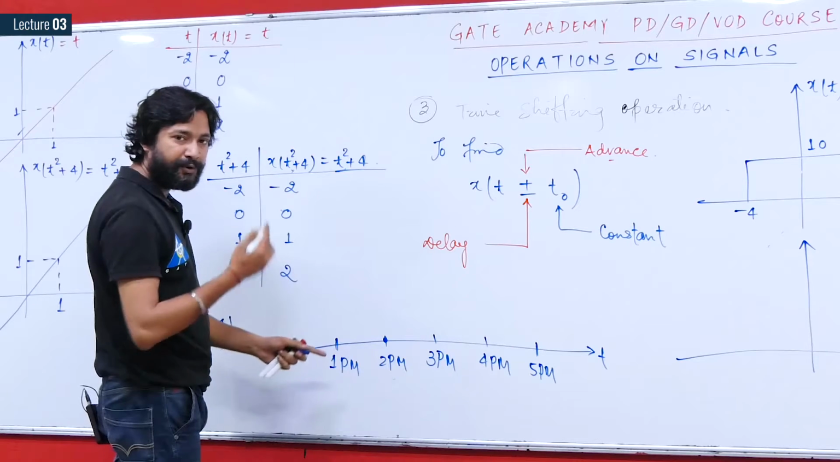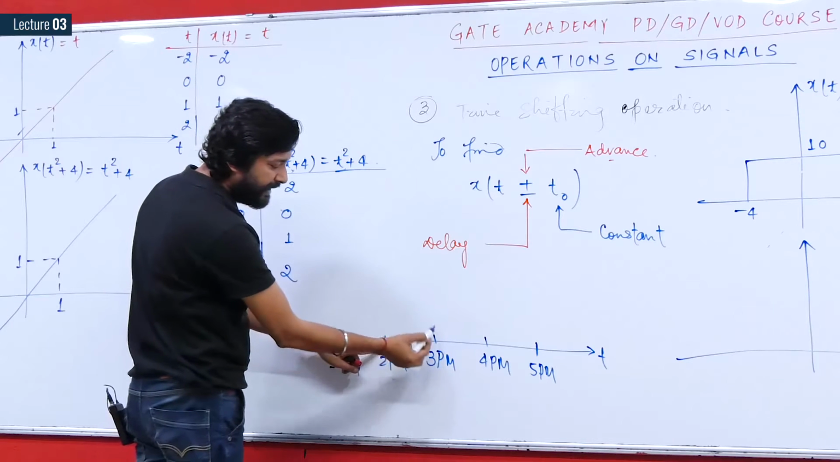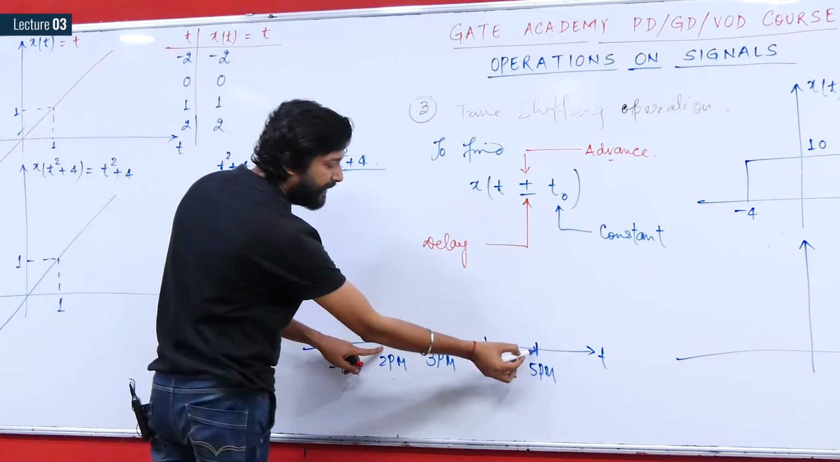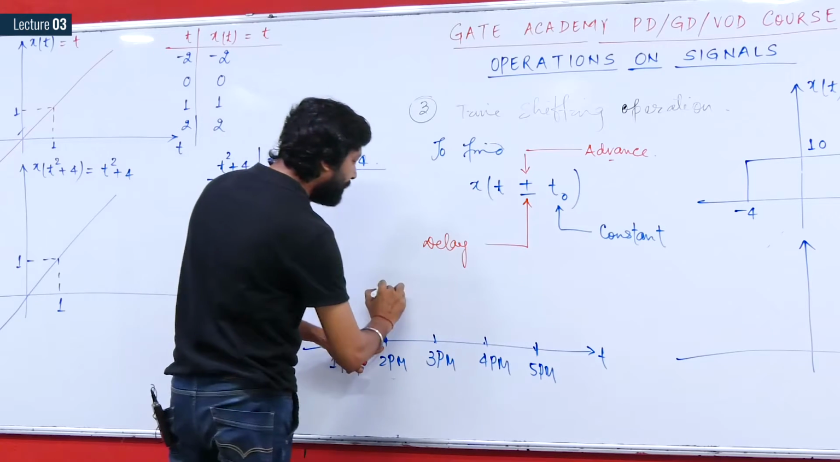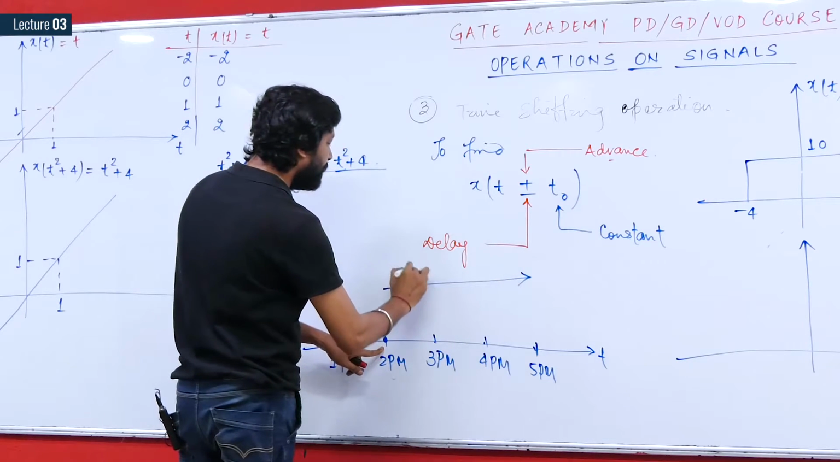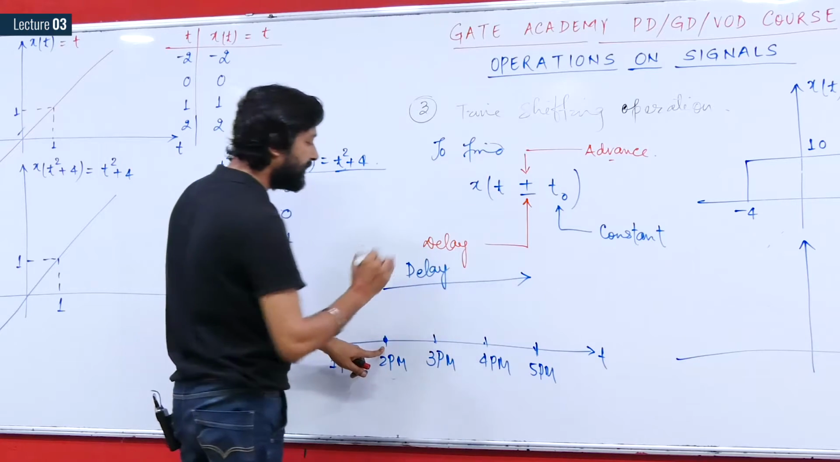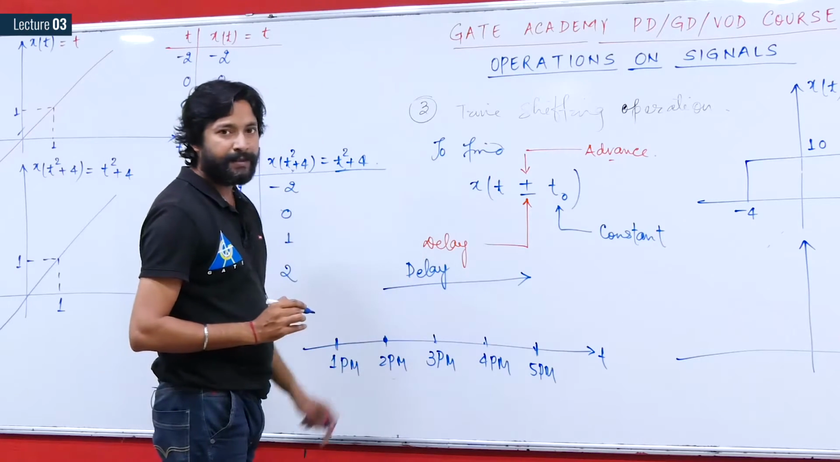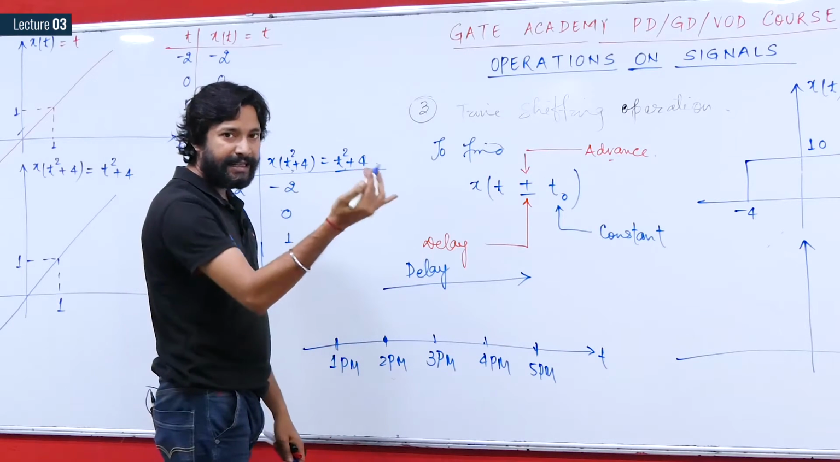Instant, if you are delaying that work, then you will be doing it at 3 p.m. or 4 p.m. or 5 p.m. Therefore, you can see that if you are delaying any function, what you will have to do is shift that signal towards the right hand side because you are delaying that function.